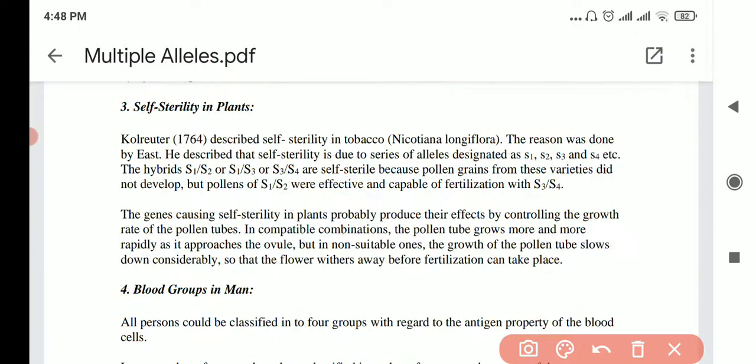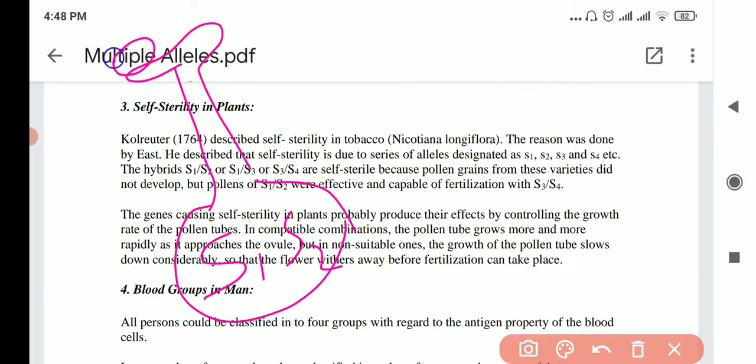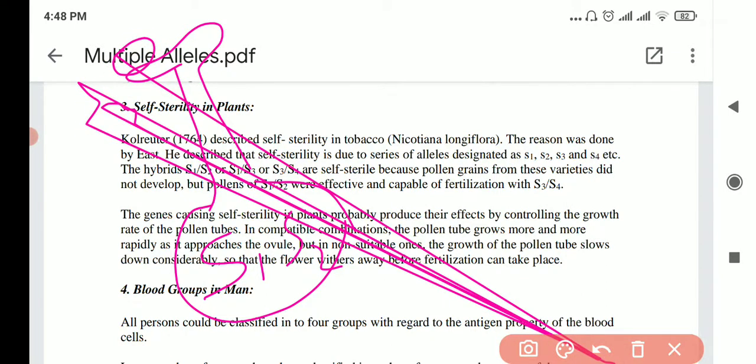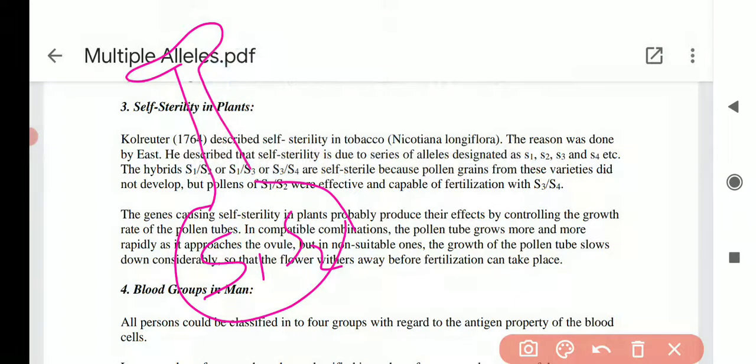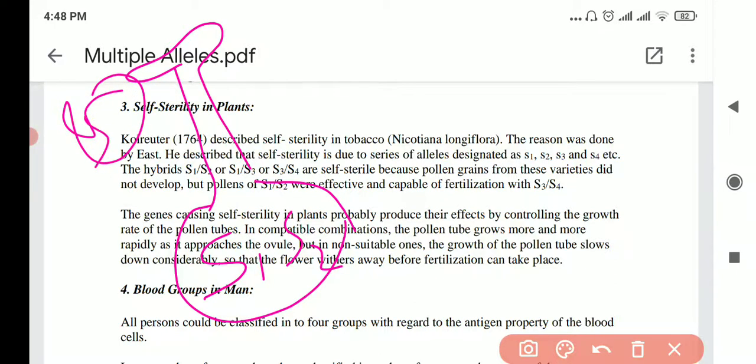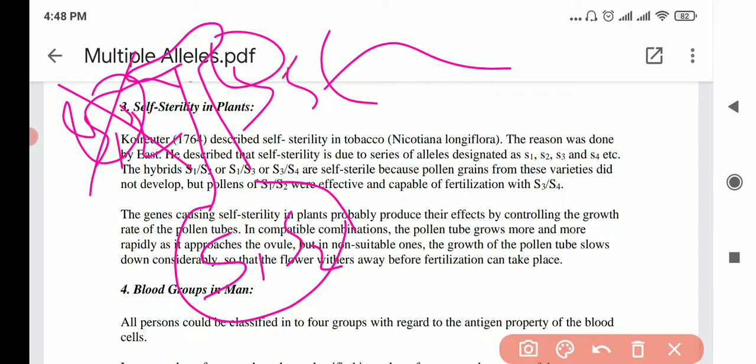You get it? Similarly, just suppose we have an S1, S2 ovule in the female, and then its own pollen S1, S2 came, it will reject, it will not allow the pollen tube to grow. But if another plant's pollen flies in the air and lands here, let's say it's S5, S6.